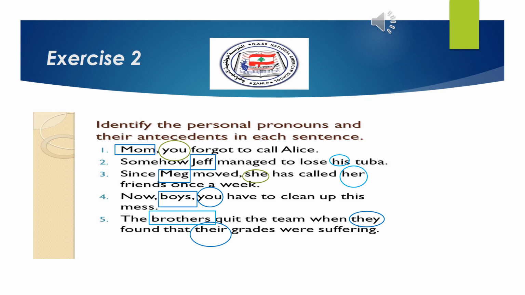3. Since Meg moved, she has called her friends once a week. She and her are pronouns that agree with the antecedent Meg, and Meg is a female. 4. Now boys, you have to clean up this mess. You refers to boys. You is a pronoun that agrees with the antecedent boys. 5. The brothers quit the team when they found that their grades were suffering. They and their are pronouns that agree with the antecedent brothers.